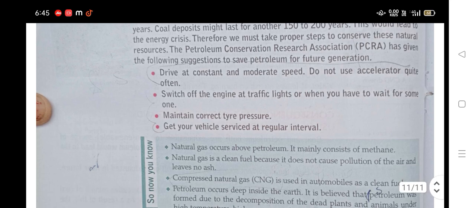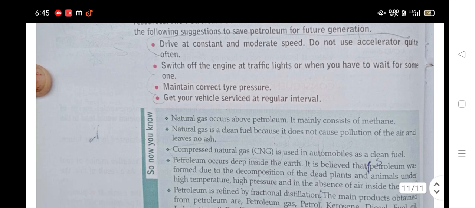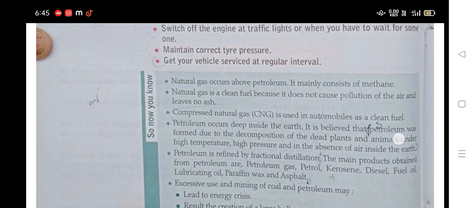Drive at constant and moderate speed. Do not use accelerator quite often. Switch off the engine at traffic lights or when you have to wait for someone. Maintain correct tire pressure. Get your vehicle serviced at regular interval.